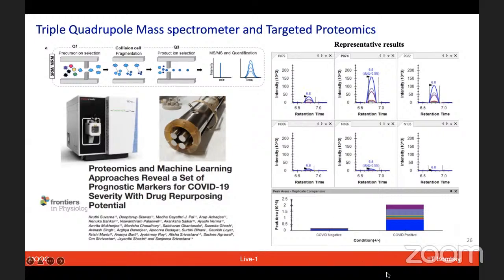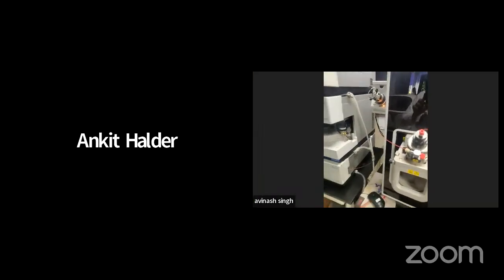Hello students. So this is the TSQ Altis instrument, and this is the UHPLC. This instrument can show... I cannot see that. Yeah, now we can see that. Please continue. Let's turn on. Please go ahead.